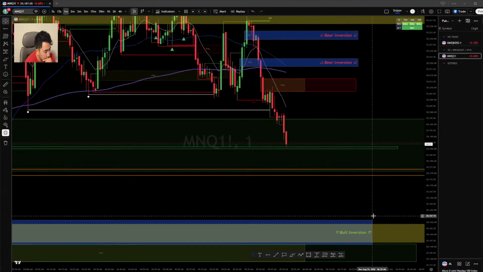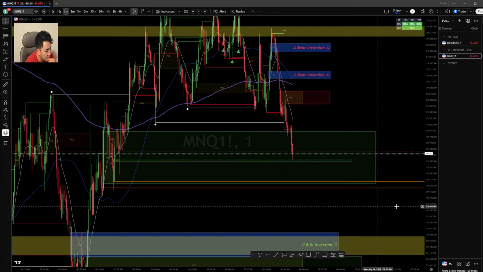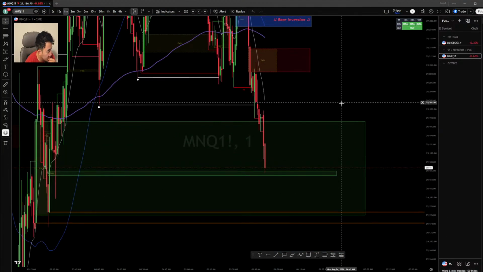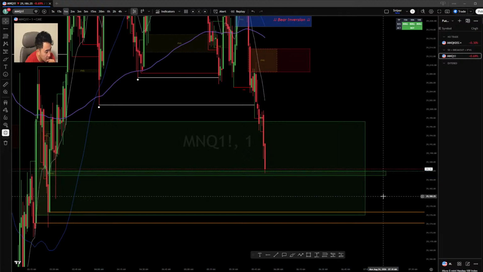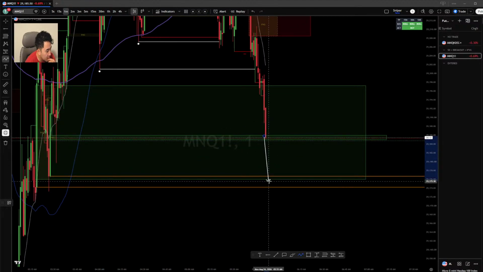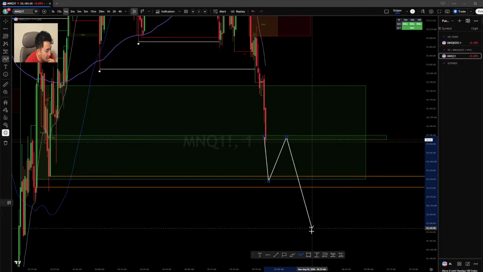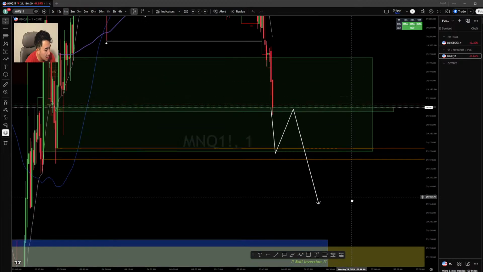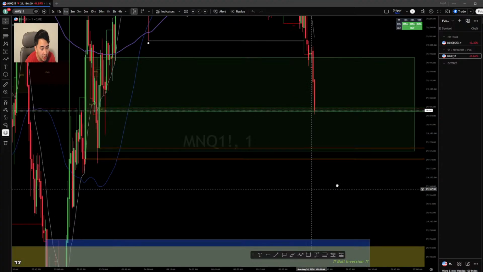Okay, here's a possible setup. Here's a bullish inversion or bullish gap. I need price to close below that, and then below this orange line right here, come back, and then we continue downwards. That's a possible scenario.